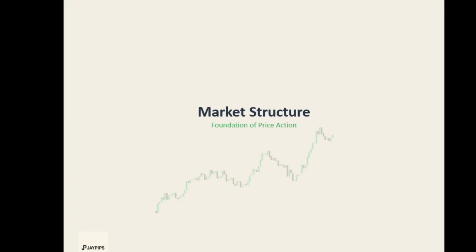Before we talk about entries, liquidity, or any strategy, we have to talk about market structure. Market structure is the foundation of everything you learn in this bootcamp. If you don't understand how price moves, every indicator and strategy will confuse you. So today, we slow things down and we learn how to read price.